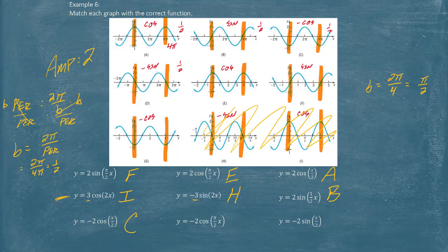Negative 2 cosine with pi halves means it goes through 4, so which one's a negative cosine with 4? G. And that leaves me with only one option left, but let's go ahead and look at it a little bit more specifically. It is 1/2 x, so that should go through 4 pi as its period. So since that one is negative 2 sine, that must be letter D, which was the last option I had altogether anyway.